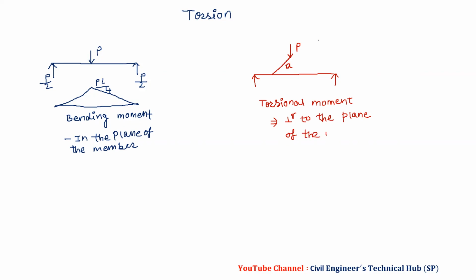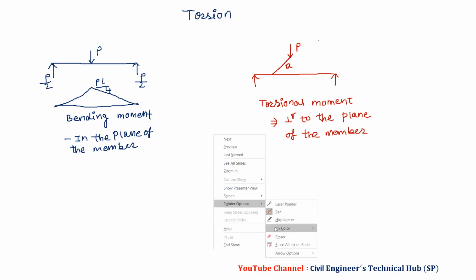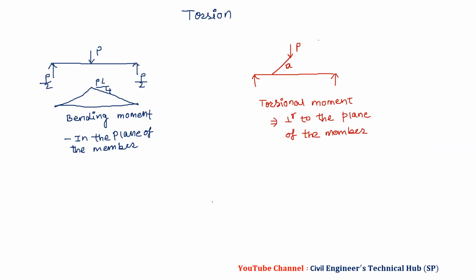The examiner may ask, so you should be in a position to explain both diagrams, that is in the plane and perpendicular to the plane. So this is the first part. Then we have torsion. What is the formula of torsion? T by J is equal to G theta by L, and that is equal to tau by R. This is the torsional formula.